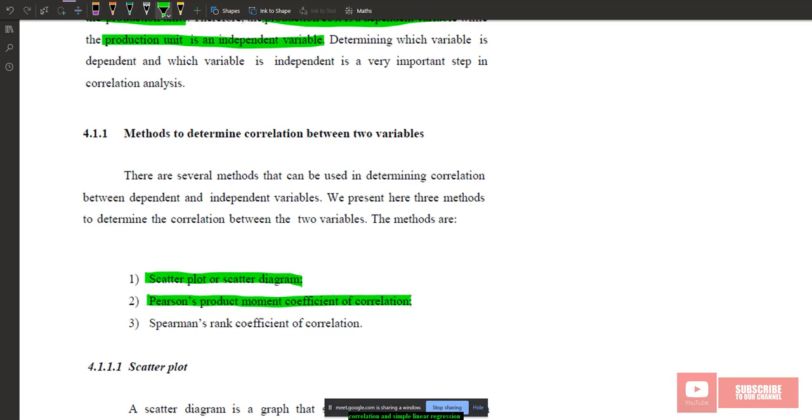The third method that can be used to determine correlation between two variables is the Spearman rank coefficient of correlation. So there are three commonly known methods that can be used to identify correlation or relationship between two variables. Either the relationship is a positive relationship, a negative relationship, or no relationship at all.